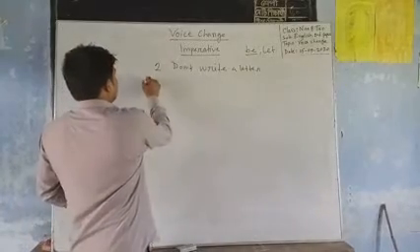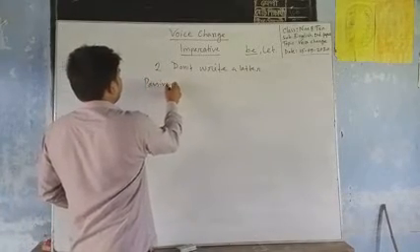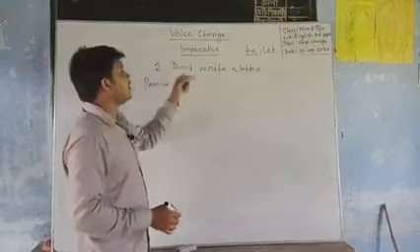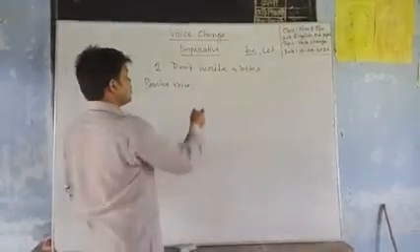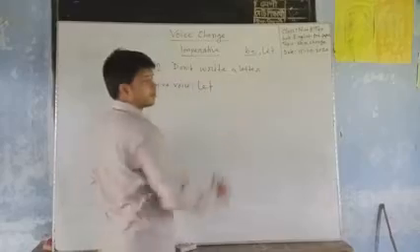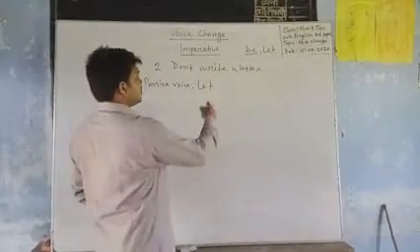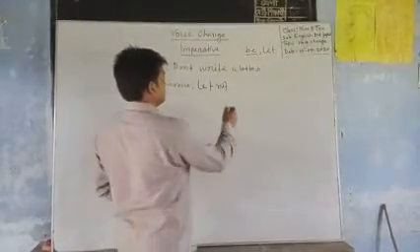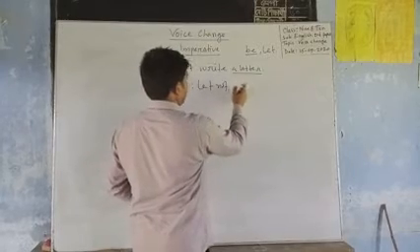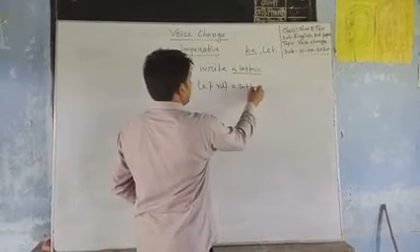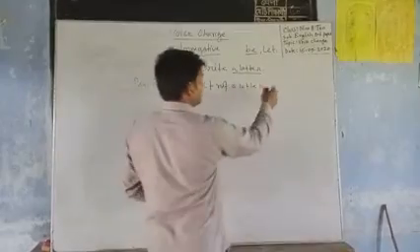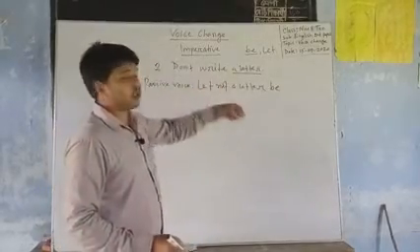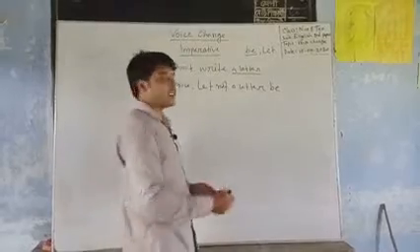In the passive voice, as this is an imperative sentence, you have to use let first. As the sentence is negative, you have to use not here: let not. Then the same rules. The object a letter will come, then the extra auxiliary verb be. And the main verb is write, so you have to use the past participle form: write, wrote, written.